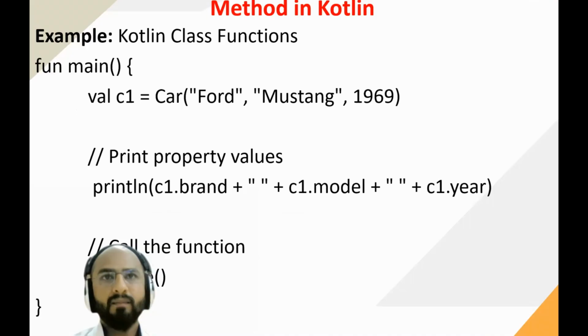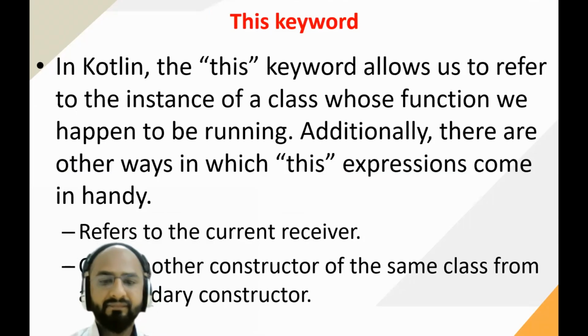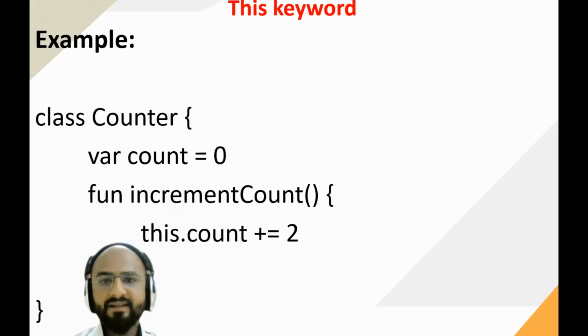And this is the calling. You can call a method by using the object and the dot operator. The this keyword is used to refer to the current object, the current instance of the class. This is the example of the this keyword.